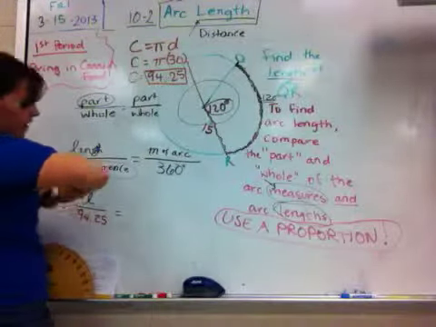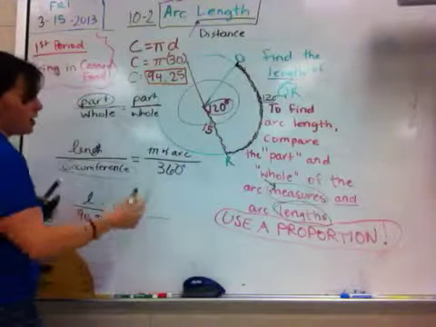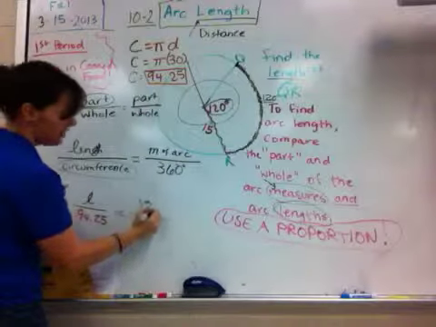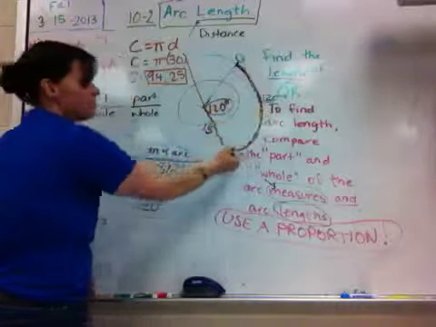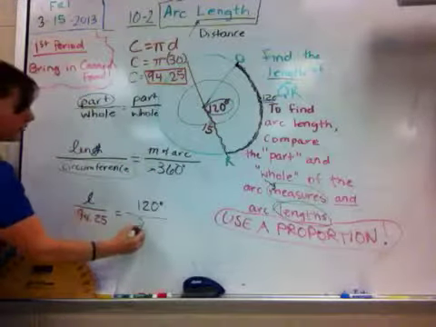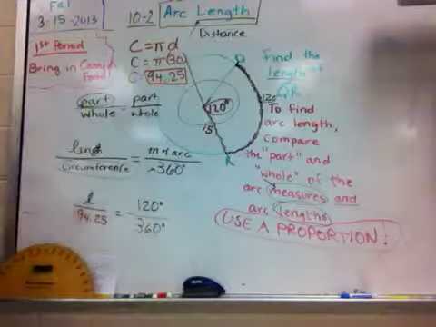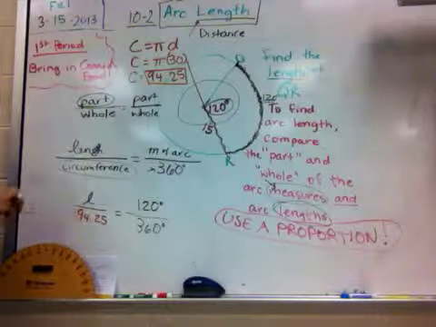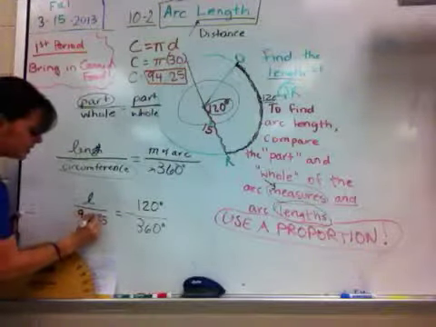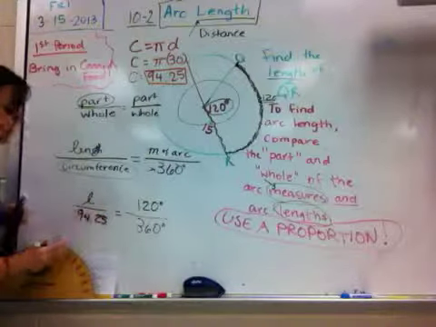Okay, now we are going to take the measure of the arc. What is the part of the arc? We do have that. Your arc measure is 120. And then what did we talk about is the whole always? Always 360. Okay, so now look at your proportion here. If you have everything filled in, can't you easily solve it for the length that you want?